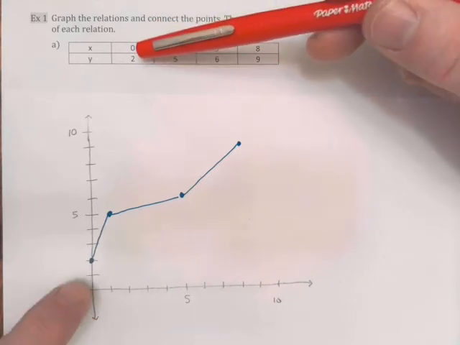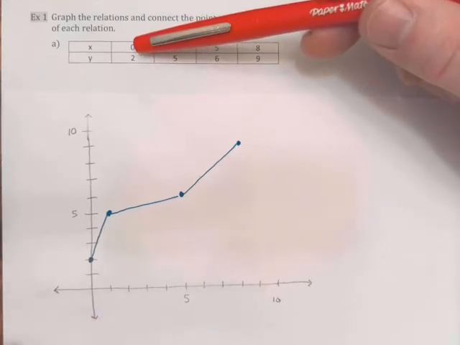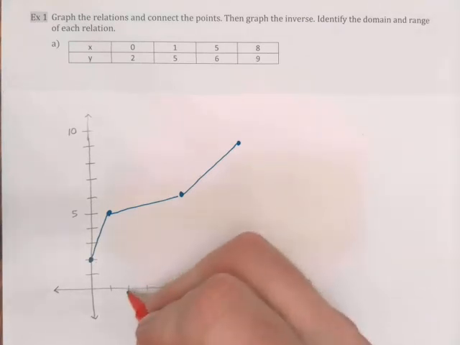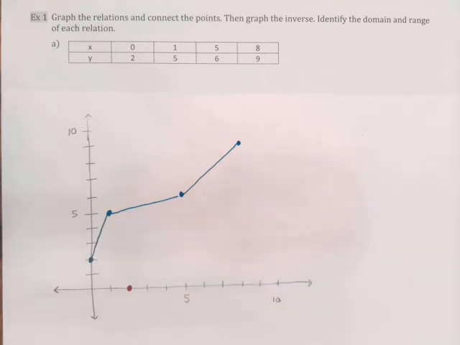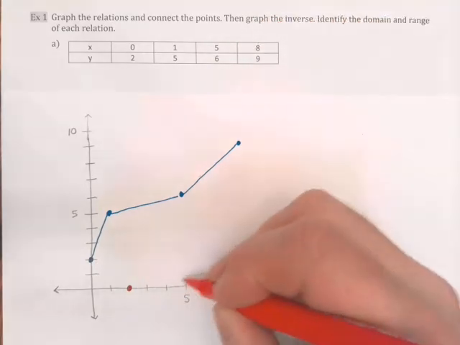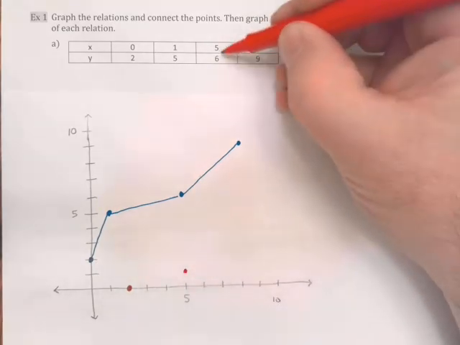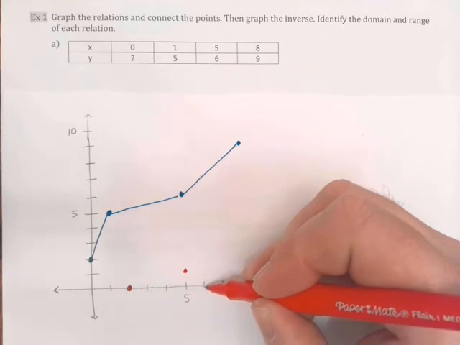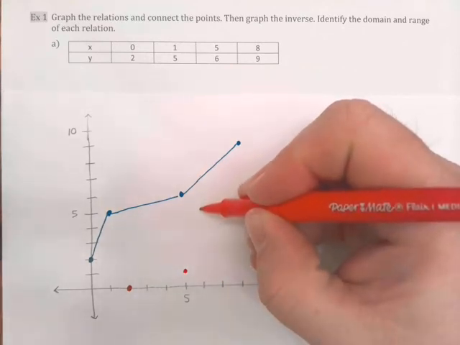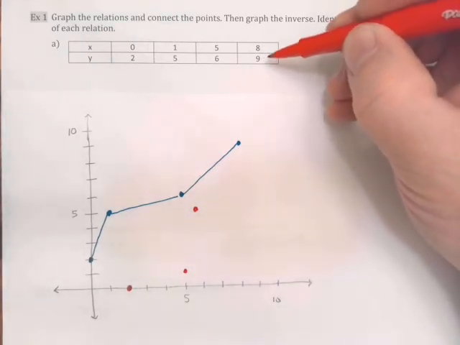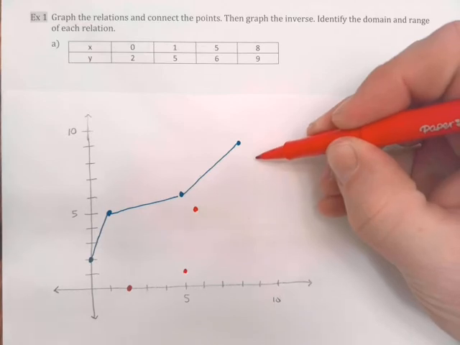So the first point in the original relation is the point (0, 2). If we take that ordered pair and switch those around, that would be the point (2, 0). The original point (1, 5), if we switch around, would be the point (5, 1). (5, 6) would become the point (6, 5). And the point (8, 9) would become the point (9, 8).